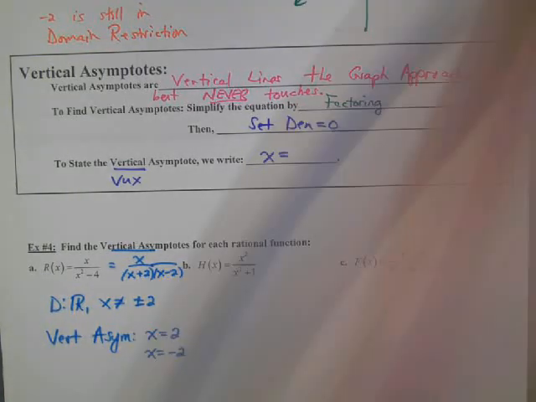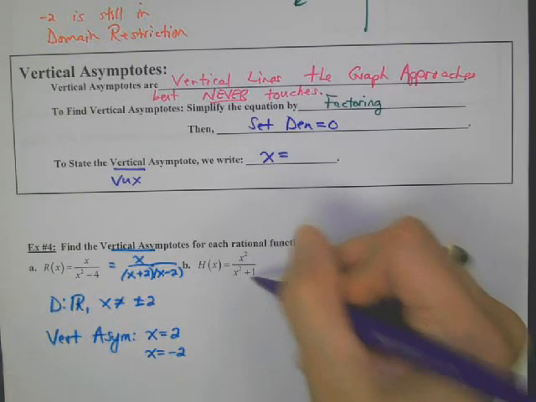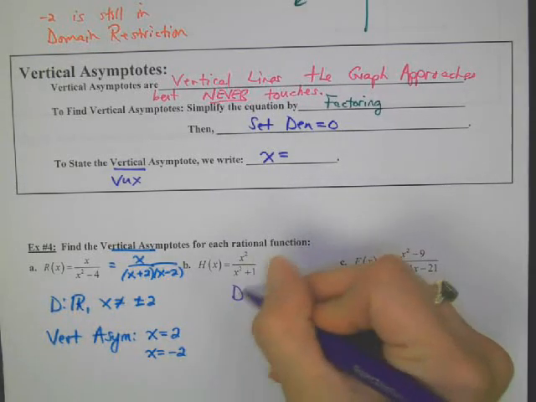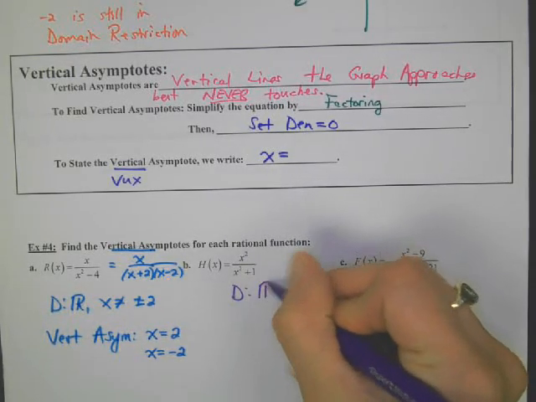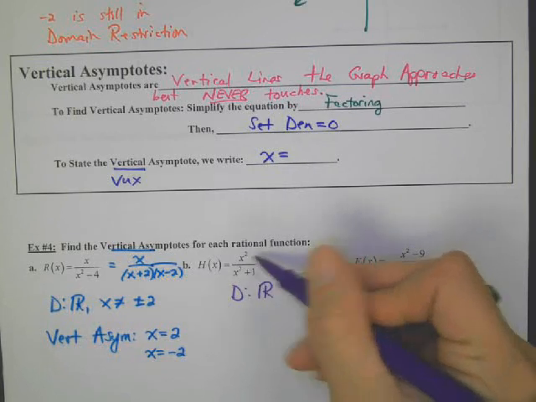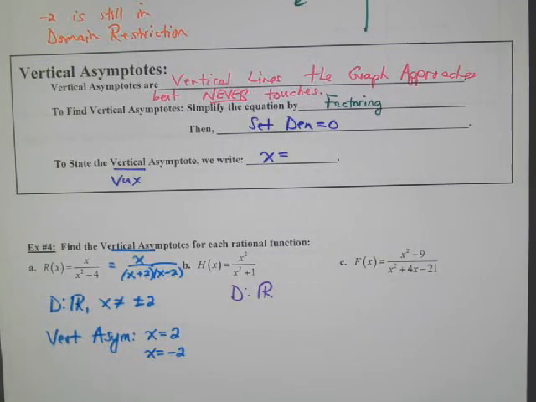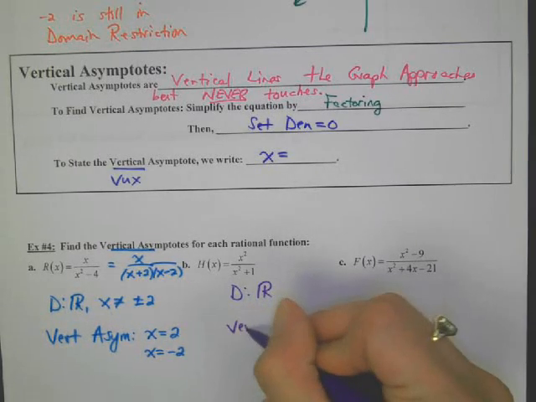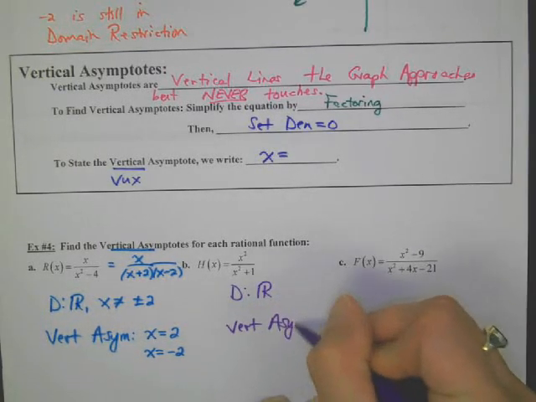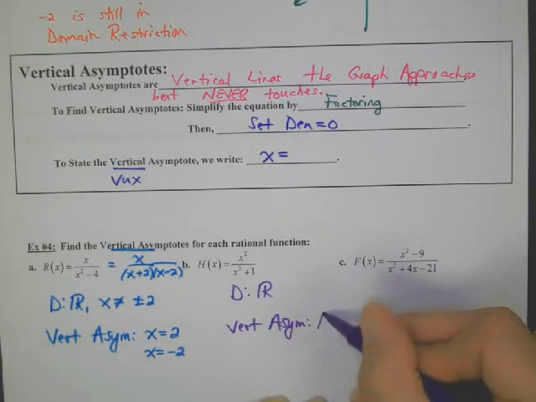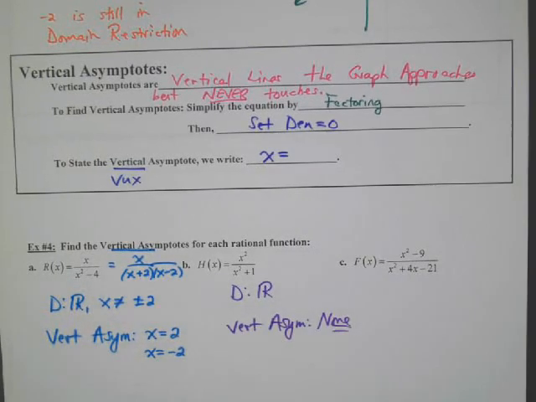All right, let's look at this next one. I'm trying to factor that bottom, but it does not factor. So the domain for this one is all reals. That means we can use any real number we want. This graph does not have a break. So where is the vertical asymptote going to be if the graph never stops? Well, there is none. No vertical asymptote for that one.